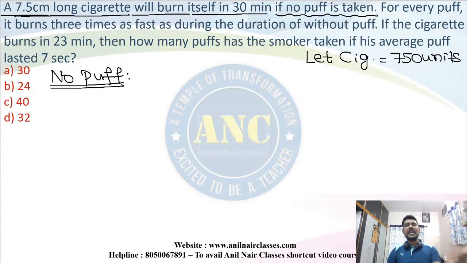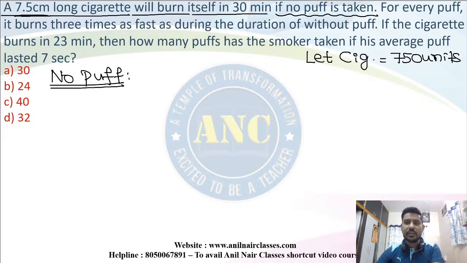Sir, question is saying 7.5. Can we just assume like that whatever we want? Yes, you can assume it as 750 so that you will avoid decimal simplifications. You will not get decimal values if you take 750. How is this, sir? Now, simple.